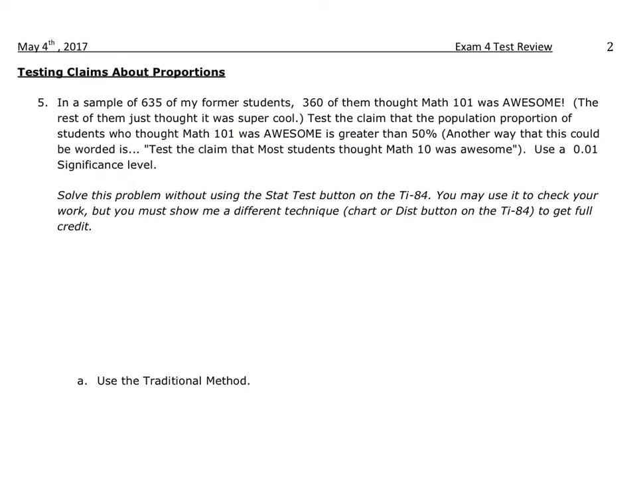So page number 2, question number 5. I've got a sample of 635 of my former students. 360 of them thought Math 101 was awesome. The rest of them just thought it was super cool. Test the claim that the population proportion of students who thought Math 101 was awesome is greater than 50%. Another way you could reword it is: test the claim that most students thought Math 101 was awesome. Use a 1% significance level.